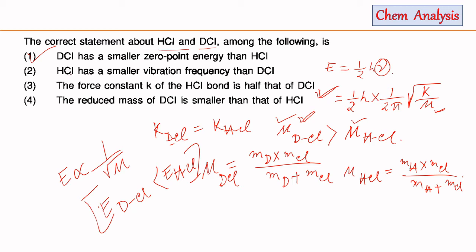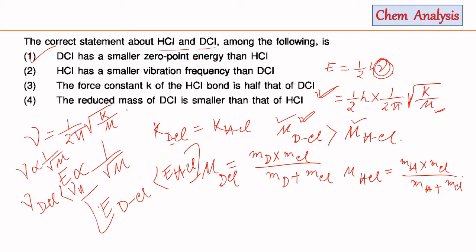In the second option, it is given that HCl has a smaller vibrational frequency than DCl. Here I have converted the vibrational frequency nu in terms of reduced mass, that is, nu is proportional to root over k by mu. Since the force constants for HCl and DCl are the same, nu is inversely proportional to the root of the reduced mass of the molecule, and since the reduced mass of DCl is higher than that of HCl, the frequency of DCl will be less than the frequency of HCl.